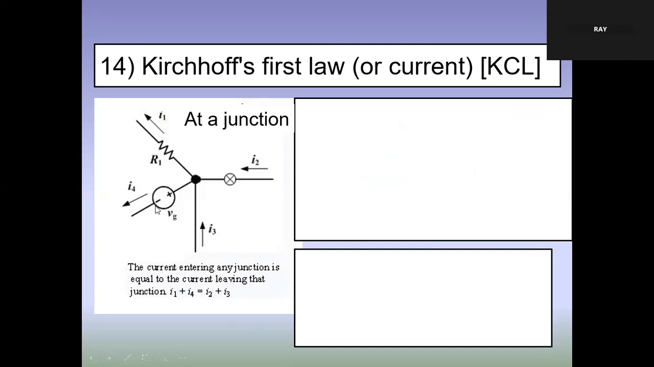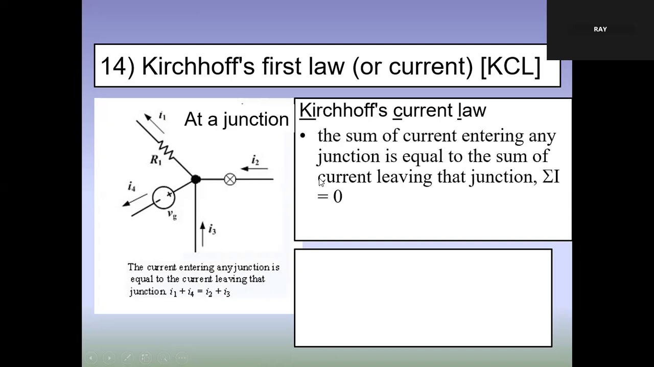Right, there's your voltage source. There's your light bulb. Current I2, I1 going out, I4 going out, I3 going in. Kirchhoff's current law: the sum of current entering any junction is equal to the sum of current leaving the junction. Or another way of saying is the sum of current equals 0. So in this case, I1 plus I4 is leaving, I2 plus I3 is going in. That's Kirchhoff's current law.